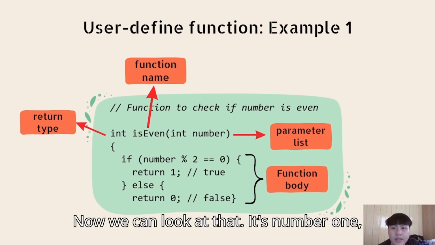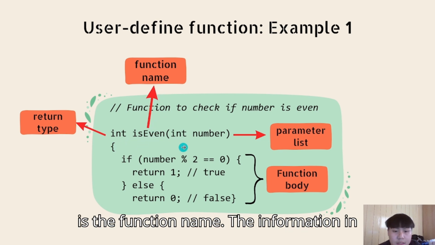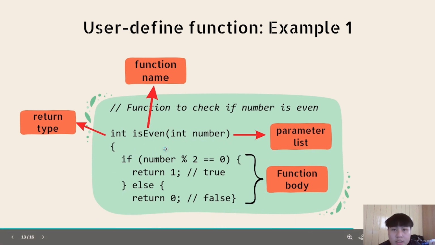Now we can look at example 1. So the int is the return type. The is_even is the function name. The information in the brackets is the parameter list. And the one under it is the function body.